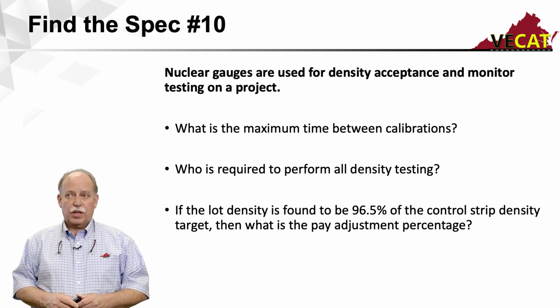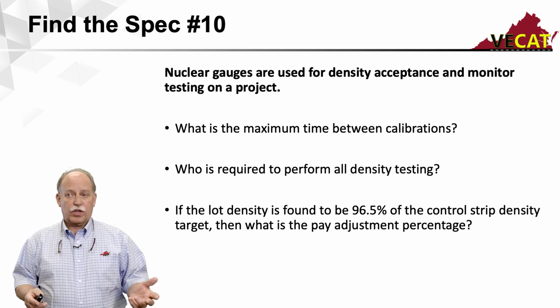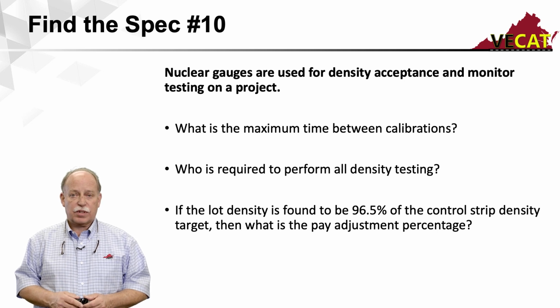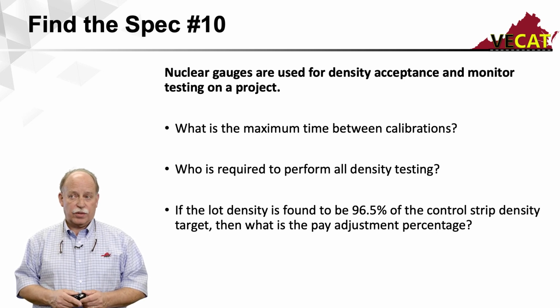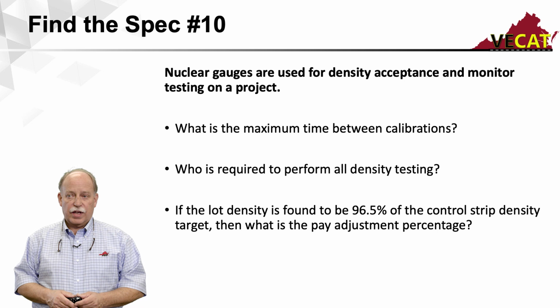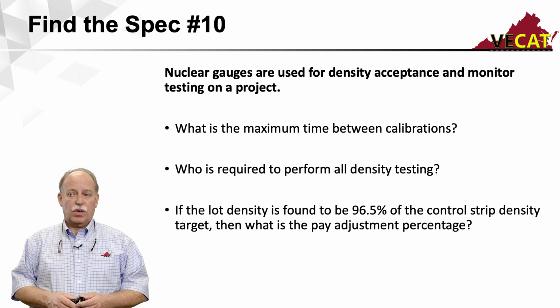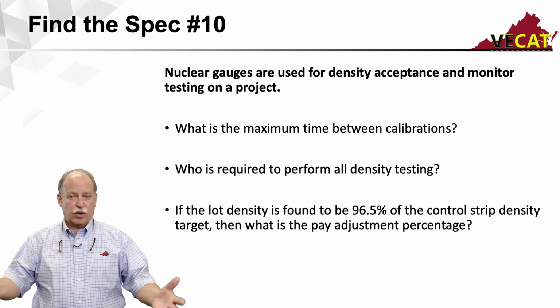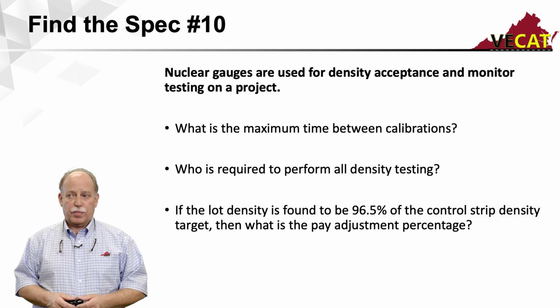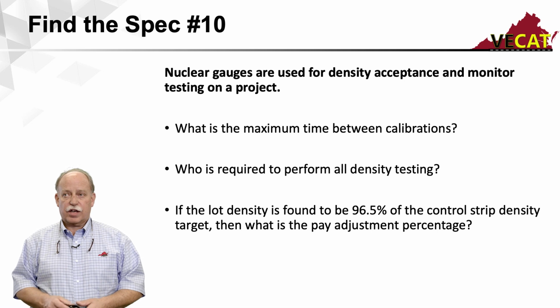Number 10, nuclear gauges are used for density acceptance and monitor testing on a project. So the first question is, what is the maximum time between calibrations for that nuclear gauge? The second one is, who is required to perform all that density testing? What requirements are there for the person performing density testing? And then if the lot density is found to be at 96.5% of that control strip density target, what's the pay adjustment? So if they've placed it all, you've done all your testing, and it comes up that you're 96.5% of your original control strip, what's your pay for that section?